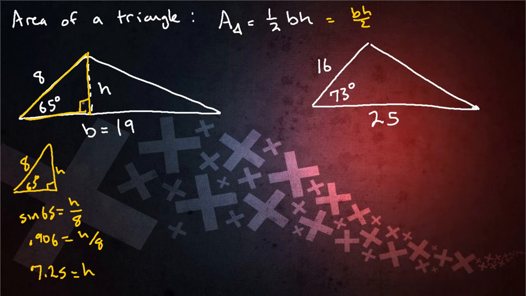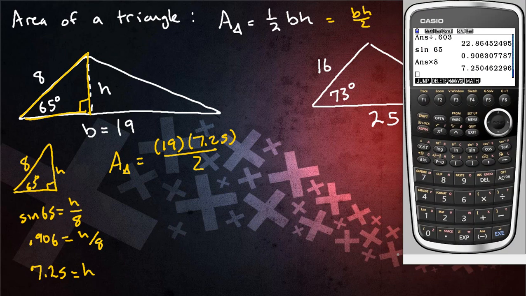Make sure I copied that right. Yep. So now I could find the area of this triangle. So the area of the triangle is the base, 19, times the height I just found, 7.25, and divide that by 2. So I'll go ahead and finish that off. Times 19 and divide by 2. And I get 68.88.